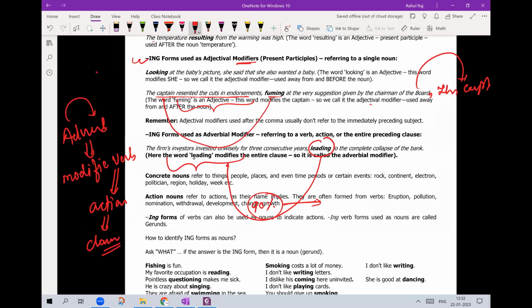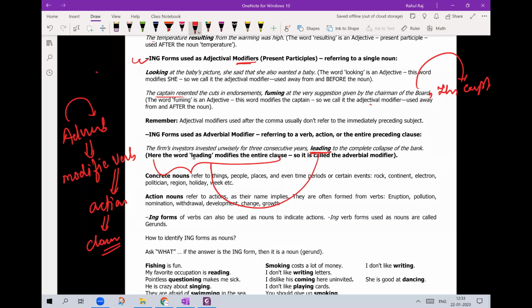The entire clause can't fume. And again, I'm telling you, modifiers, the way modifiers are written, first modifier and then the subject, and you create your own clause, whatever you want to. But the ing form after a comma, 90% of the time, goes back to the entire clause. And this is nothing but what is called an adverbial modifier.